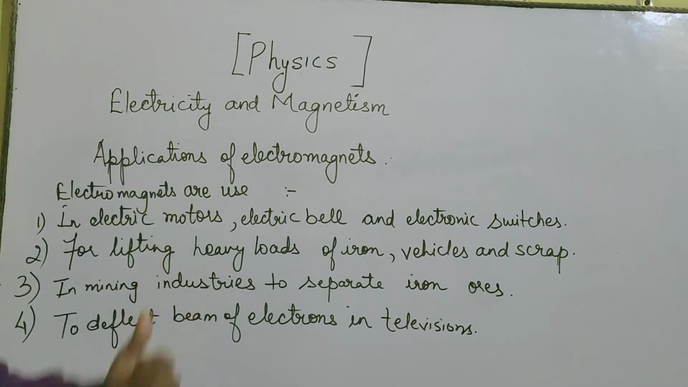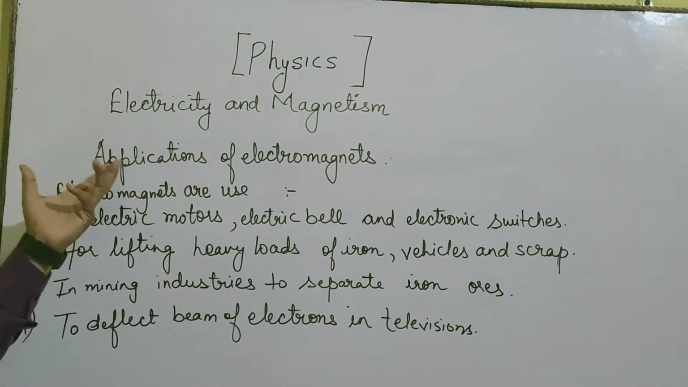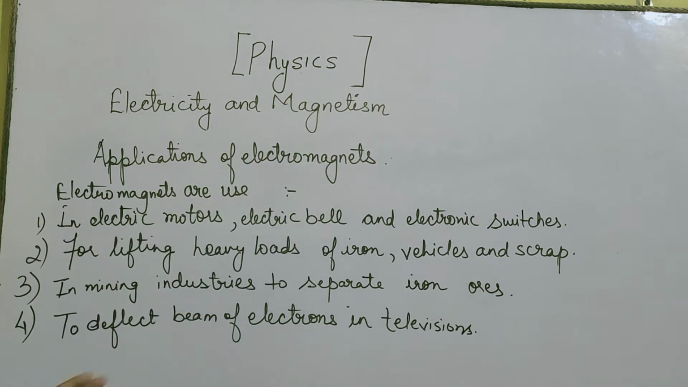Okay. Now, since we have prepared electromagnets, there should be some uses of it. There have to be some applications of that electromagnet. So let us talk about applications of electromagnet. Electromagnets are used in various industries, in various ways also. So let us talk about that.